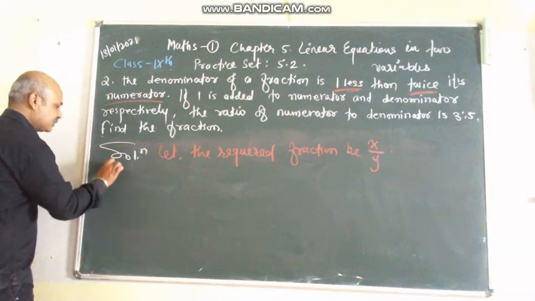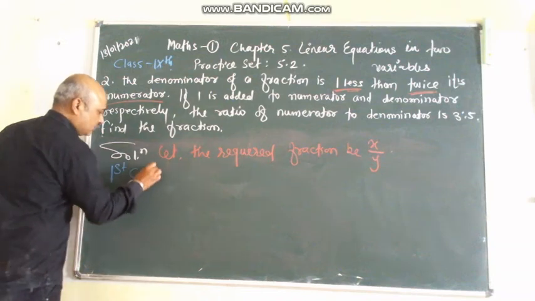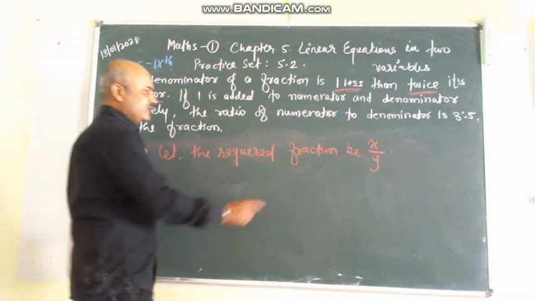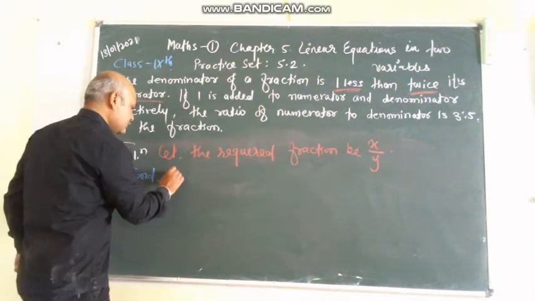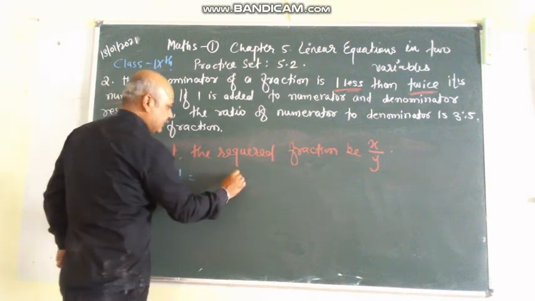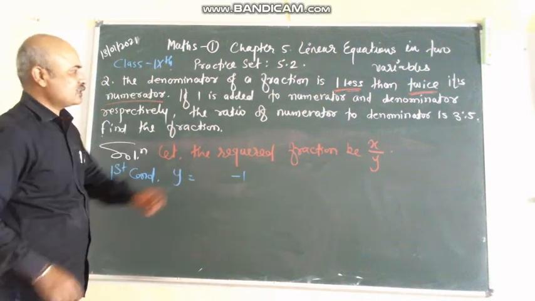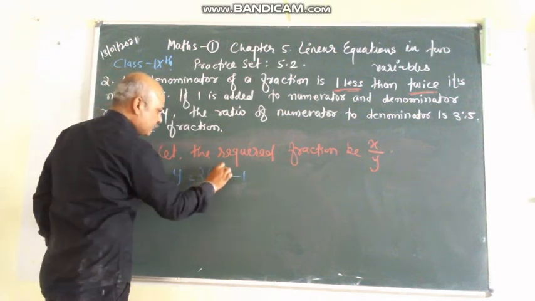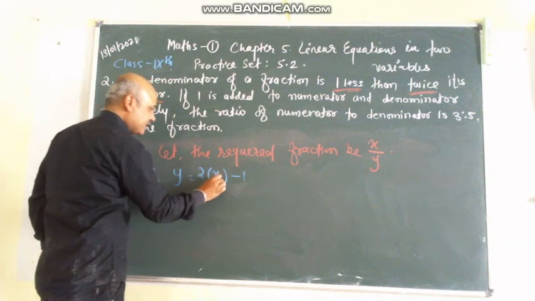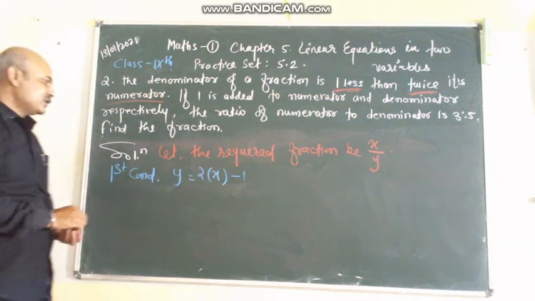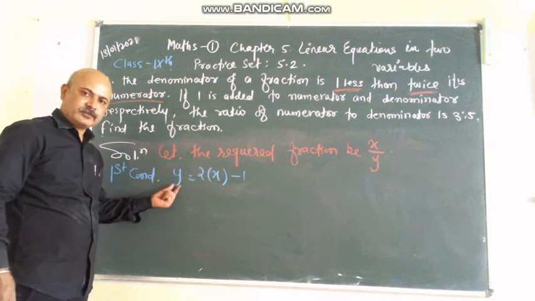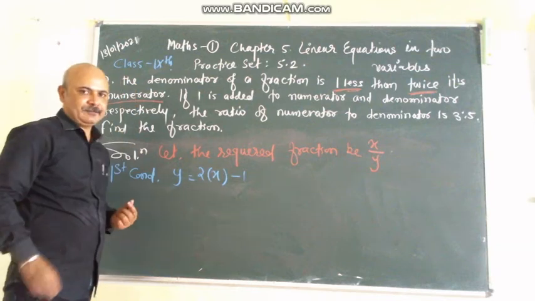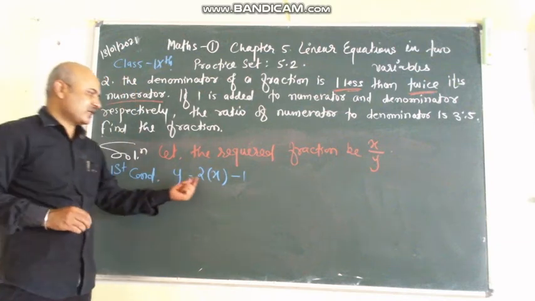From the first condition, the denominator of a fraction, what is the denominator? The denominator is y. So the denominator of a fraction is 1 less than, that is minus 1, twice its numerator. What is the numerator? The numerator is x. So from the first condition, the denominator of the fraction is 1 less than twice its numerator. So y is equal to 2x minus 1.